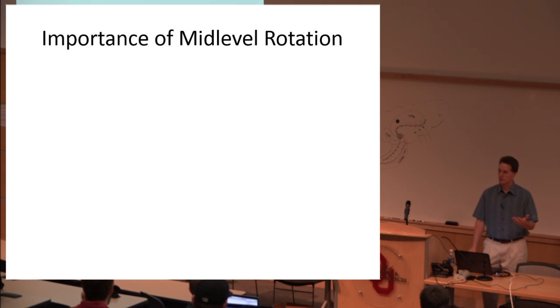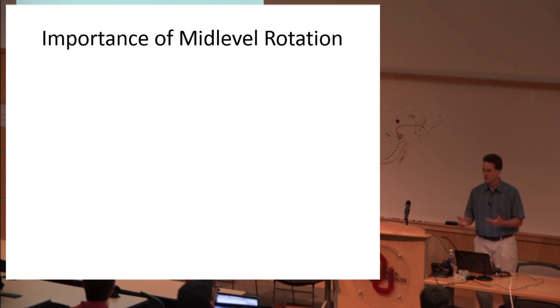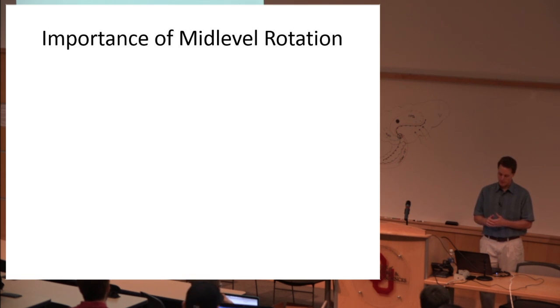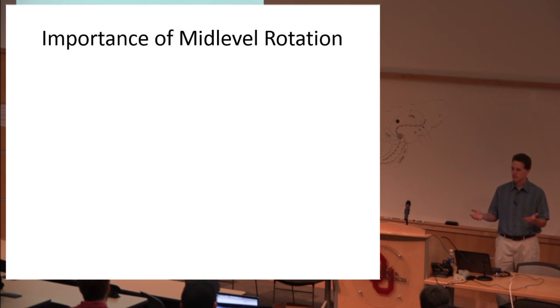All right, mid-level rotation. So the question is, what's the importance of mid-level rotation? Because that's the unique feature of a supercell thunderstorm. It's a rotating updraft. What is it about a rotating updraft that's important? I know some of you, maybe a lot of you, have discussed some of these things in coursework.